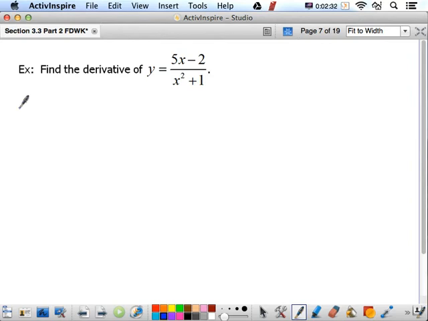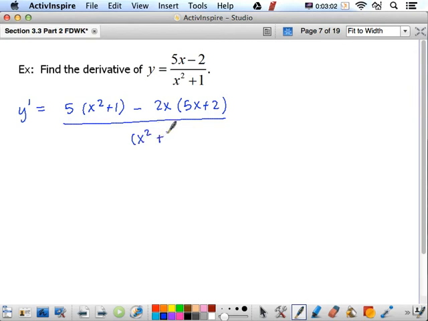So we have y prime equals the bottom function, so low. And since it's a binomial, it needs to be in parentheses until you're certain that you don't need them. So low d high, what's the derivative of the top? Minus the top, and it needs to be in parentheses because it's a binomial, times the derivative of the bottom, which is, okay, all over the bottom squared. And that needs to be in parentheses as well. So one more time. We took low d high minus high d low over low.